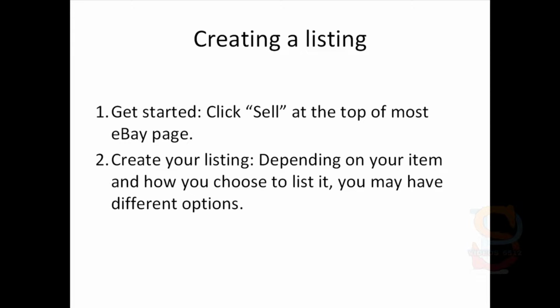To make your listing even more interactive while reducing the time you spend answering questions, you can add pictures covering all the essential angles of the item and standardize your post format. 1. Get started. Click Sell at the top of most eBay pages. 2. Create your listing. Depending on your item and how you choose to list it, you may have different options.